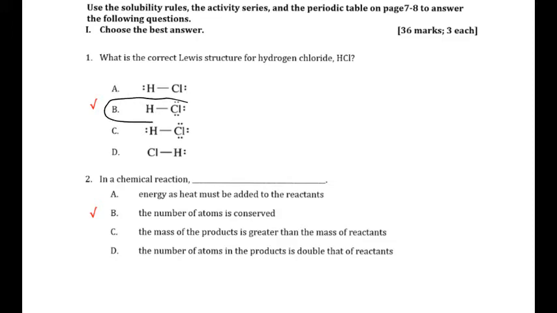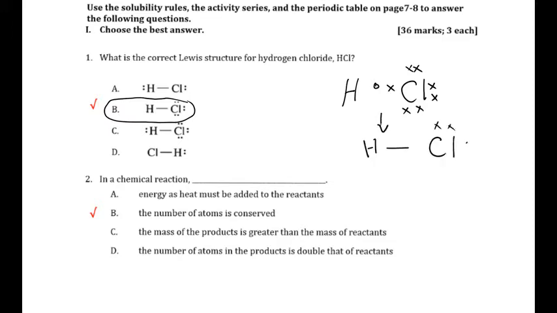This is the correct answer. How do we get this answer? Hydrogen is in group 1 and has 1 electron in the outer shell. Cl is in group 7 and has 7 electrons in the outer shell. This means that each atom is going to share 1 electron, forming a single covalent bond. So this will be the final structure of the HCl molecule.